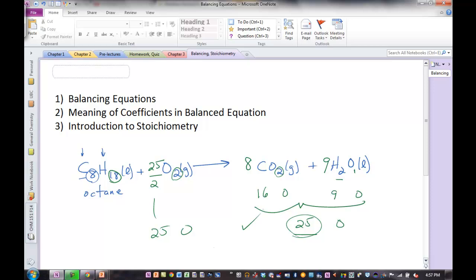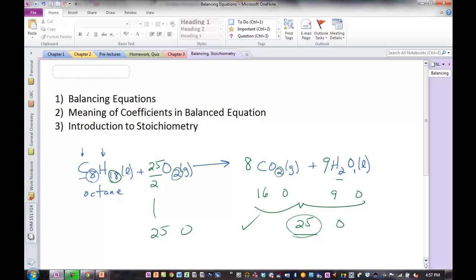Can I use a fractional coefficient? Yeah, at this point we can, because that equation is balanced. If you count, we have 8 carbons on each side, we have 18 hydrogens on each side, and we have 25 oxygens on each side. That is a balanced equation.